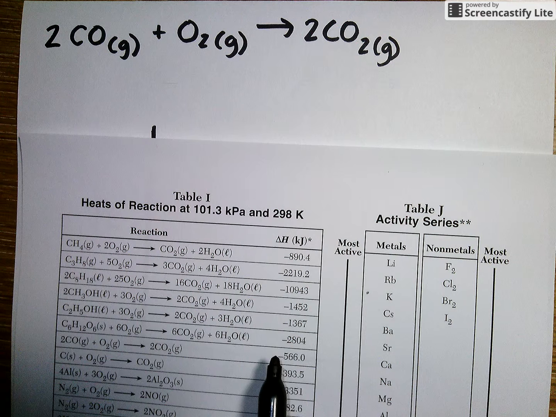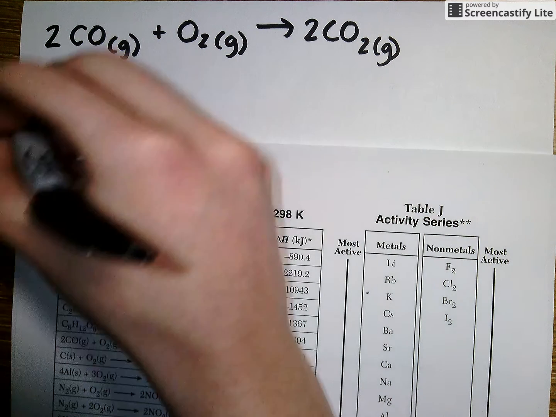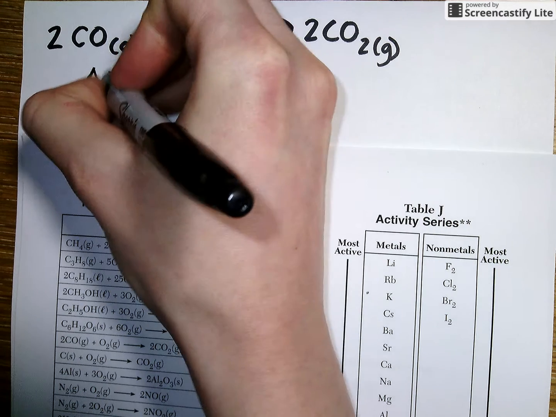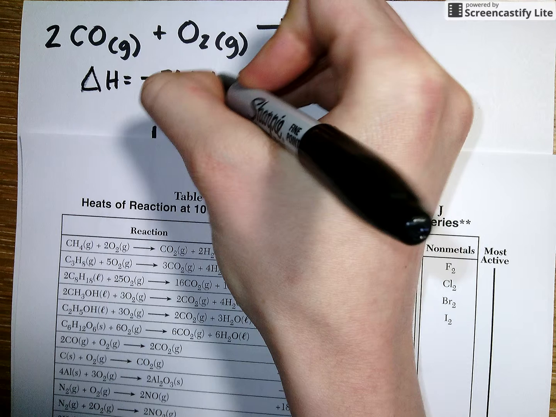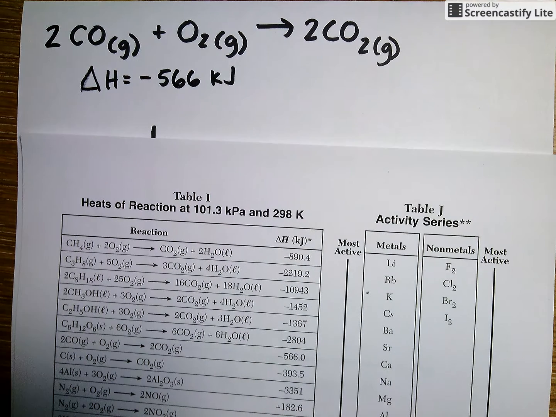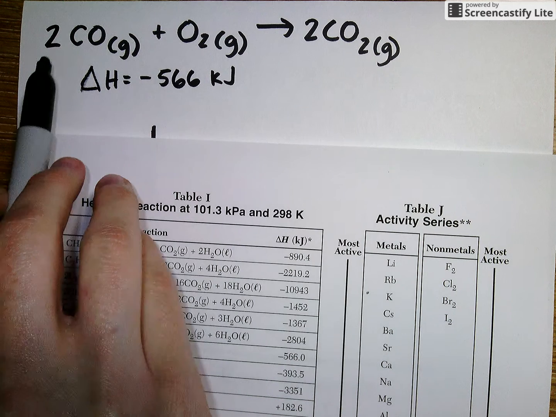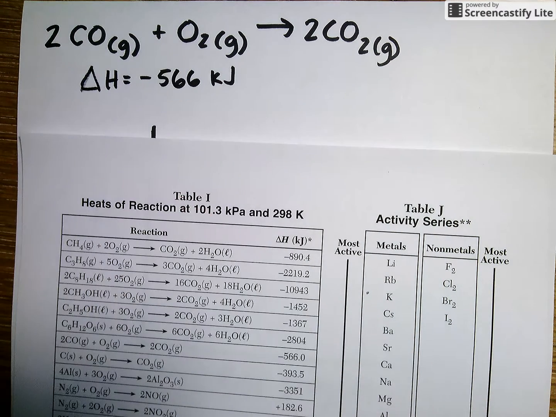And under delta H, or heat of reaction, it tells me that it's negative 566 kilojoules. So for this reaction, delta H, the heat of reaction, is negative 566 kilojoules. That makes it exothermic, which means heat is released as a result of reacting carbon monoxide together with oxygen. So the way I can represent that in my equation is by making heat a product.